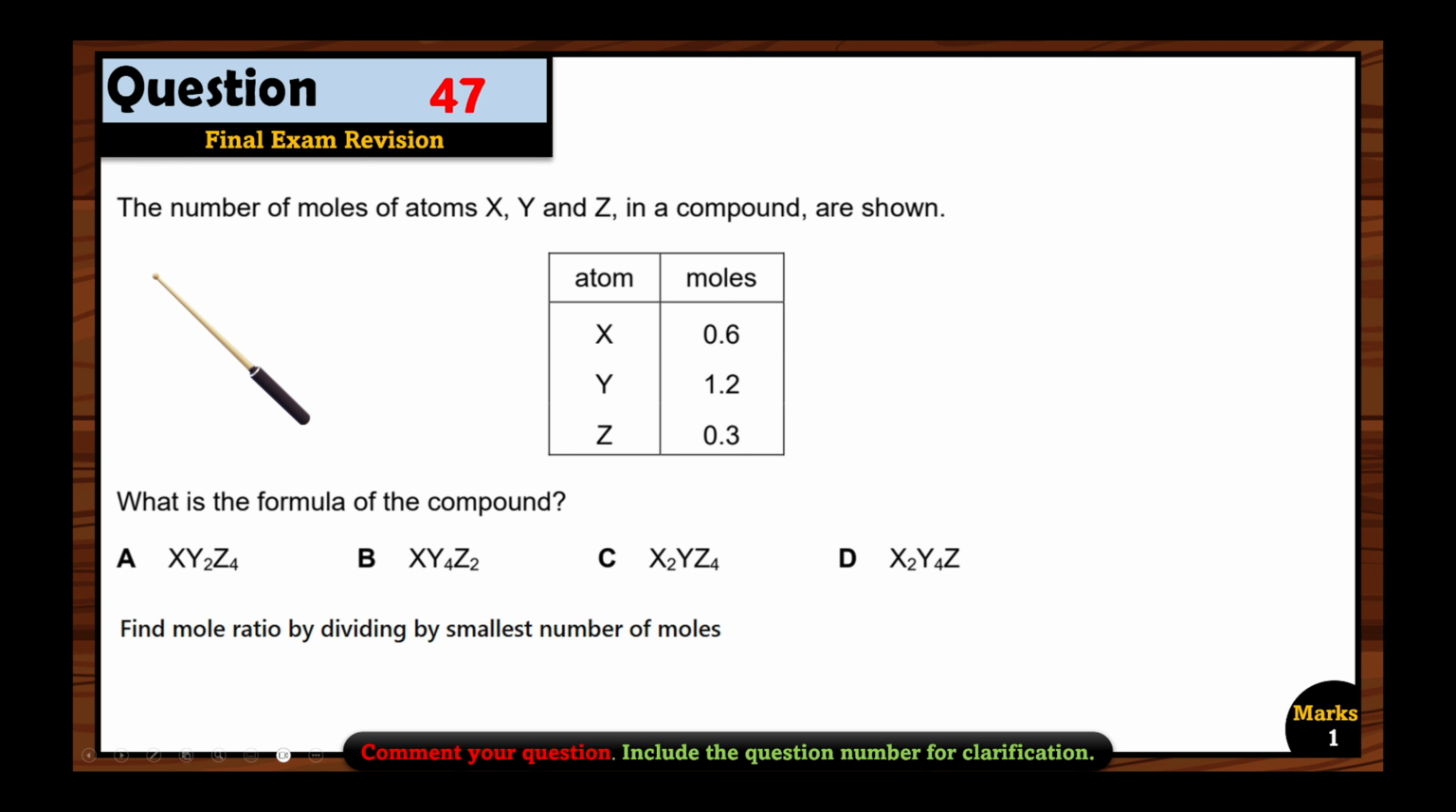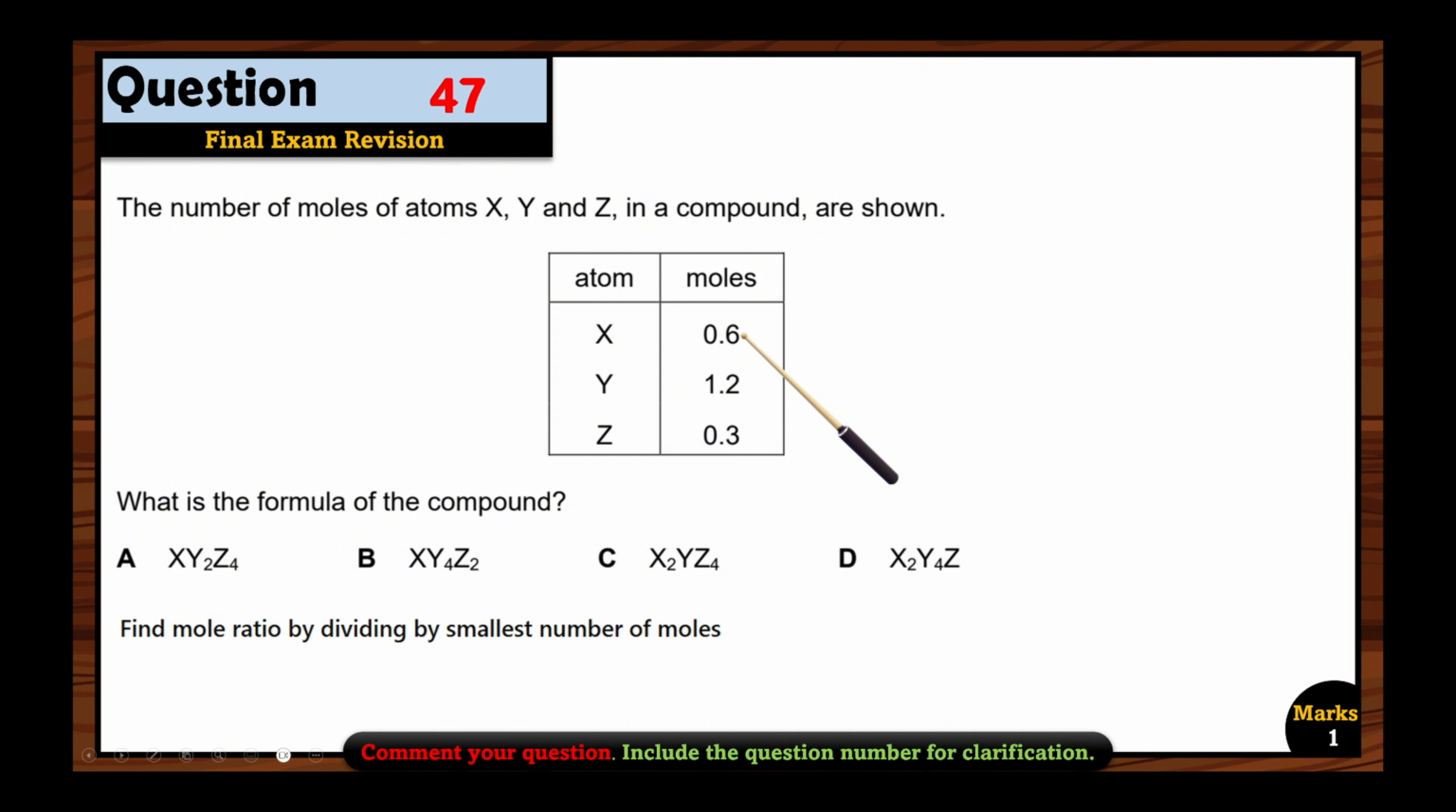Question 47. The number of moles of atoms X, Y, and Z in a compound are shown. What is the formula of this compound? So now they are asking you about the formula of this compound, but here they have given the number of moles. I told you that you have to calculate the number of moles, but now they have already given it to you, right? So you don't have to use the formula of moles, given mass divided by the atomic mass, because you already have the moles now.